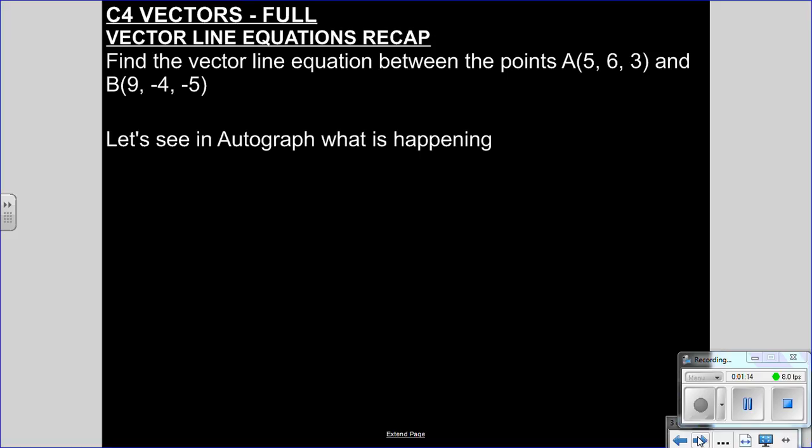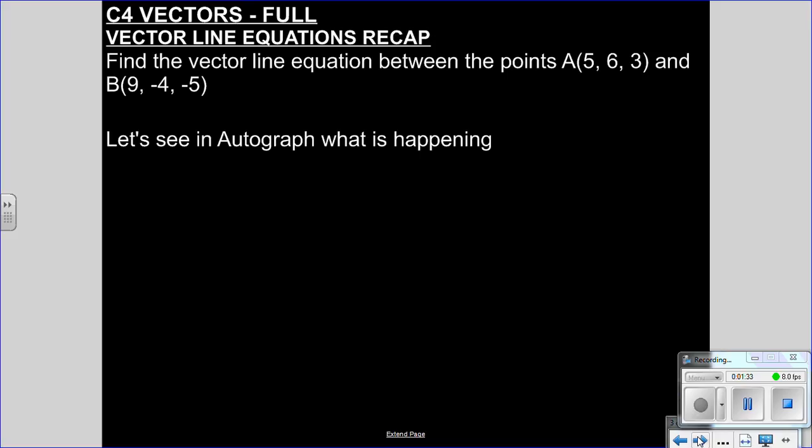Find the vector line equation between the points A (5, 6, 3) and B (9, -4, -5). Now, hopefully we roughly know what's going on here. Let's do this through Autograph.